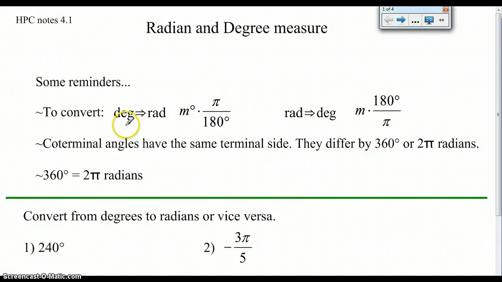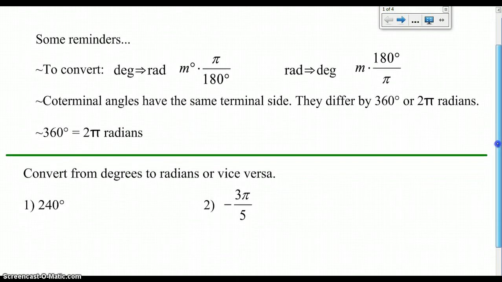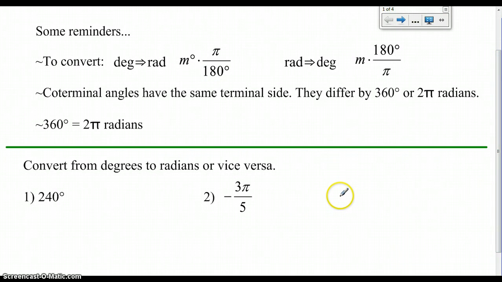Conversions: when we convert degrees to radians, we take our degree measure, multiply by pi, divide by 180. Whereas if we're going the opposite direction, from radians to degrees, we take the measurement in radians and multiply by 180 degrees and divide by pi, the reciprocal of the process of degrees to radians. Another thing to remember, coterminal angles have the same terminal or ending side. The key here is that they differ by 360 degrees, or if you're working in radians, 2 pi radians.